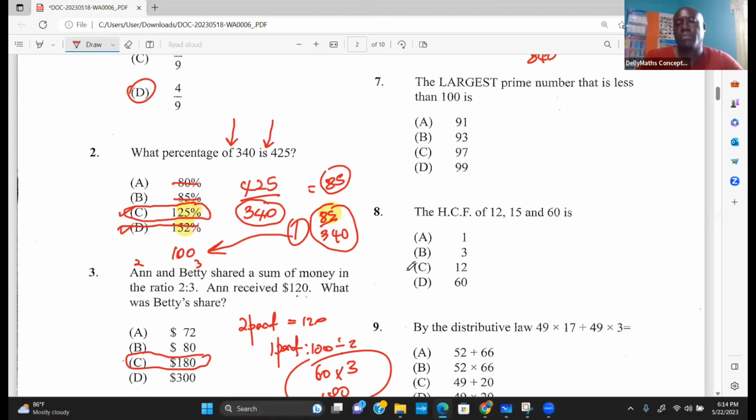All right, let's go. The largest prime number that is less than 100 is. This is something that you need to memorize. This question comes a lot. And at the same time, you could take a look at prime numbers between 1 and 100. You could just take a look at them. All right, 97 would be the answer, right?